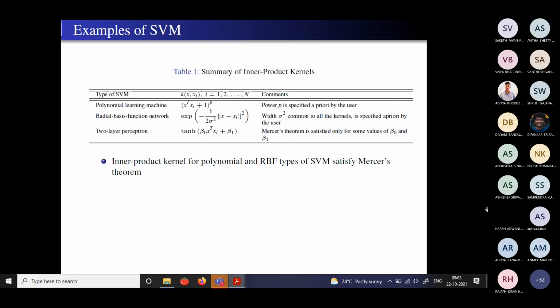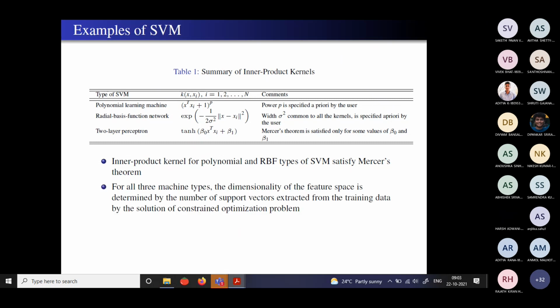Mercer's theorem is satisfied only for some values of beta naught and beta 1. That can be checked on this. So it is not surprising, when we started this SVM, we said that this is not a particular machine, but a generic machine which can be configured as a polynomial learning machine or an RBFN or a perceptron. So this inner product kernel for polynomial and RBF type of SVM satisfies Mercer's theorem.